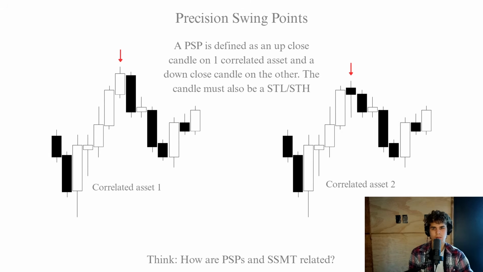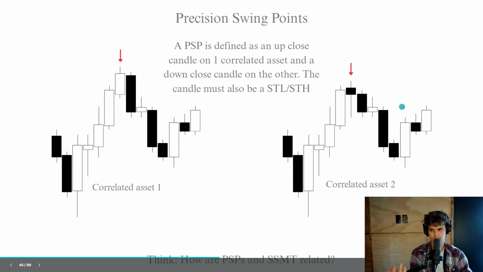Might be wrong. But anyways, it helps if there's SMT at these highs, right? So you have this short-term high here. Now, think, if one of these is a short-term high and one is not, is it still a PSP? I would say so. But would you? How are PSPs and SMT related? They go hand in hand, right?